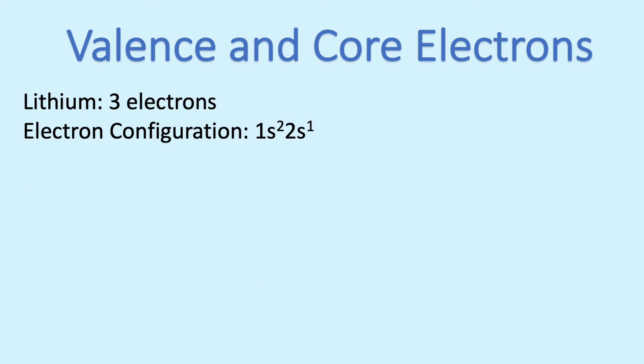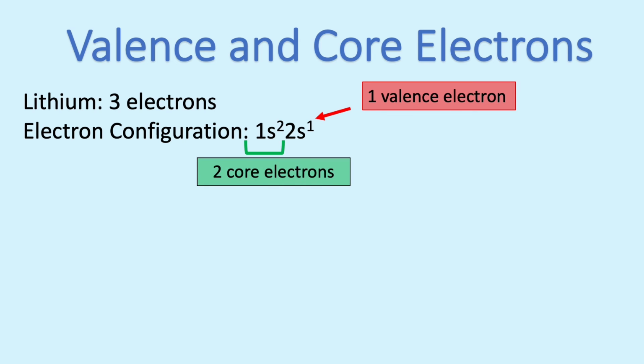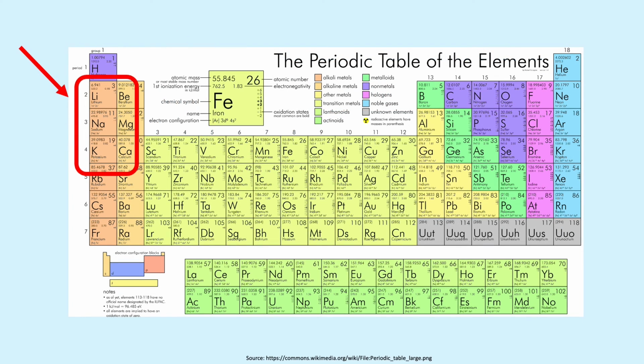Let's look at the example of lithium. It has 3 electrons. There are 2 electrons in the 1s orbital and 1 electron in the 2s orbital. The principal quantum number 2 is the highest, therefore there is 1 valence electron. The 2 electrons in the 1s orbital are the 2 core electrons. Let's look at a few other alkali metals, sodium and potassium, and we'll see something interesting.